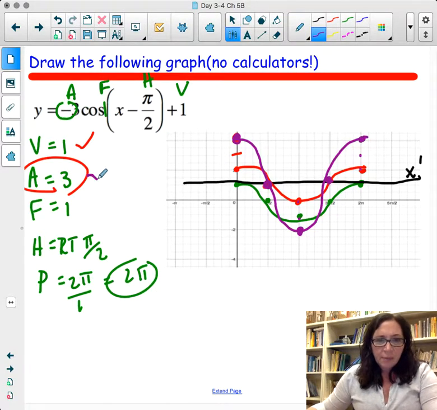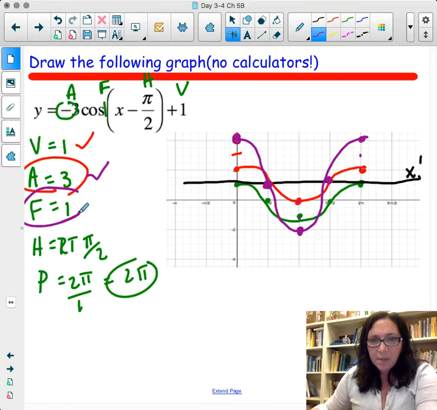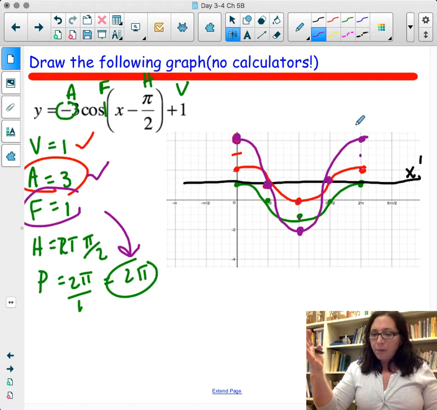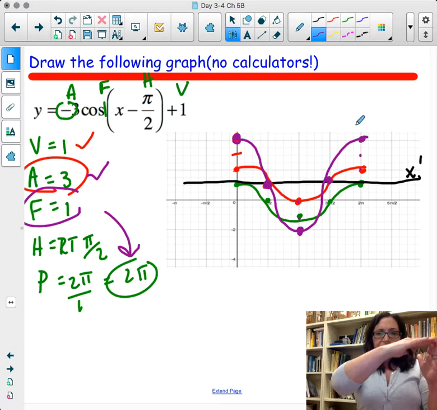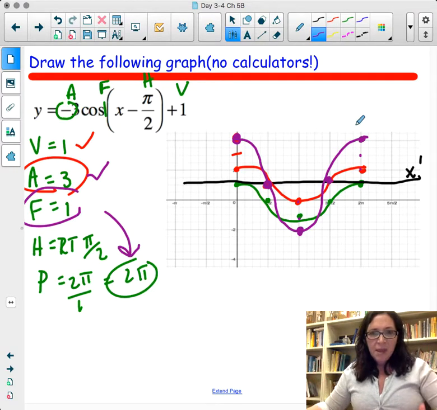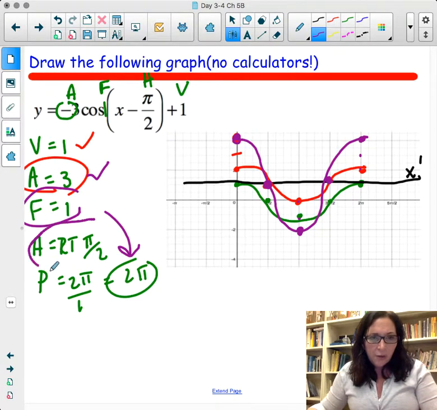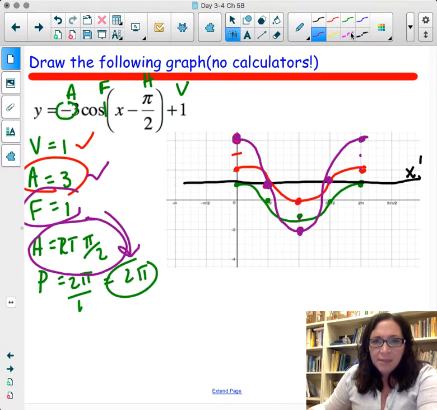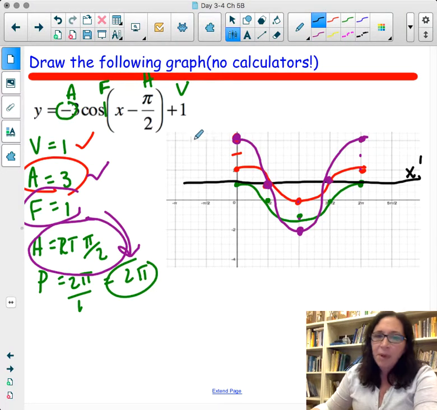Okay, check. Amplitude, done. Now remember, we don't graph our frequency, but we do graph the period, which is 2 pi. So if you notice, the time it takes for me to start my graph, go down, finish my graph, it's a 2 pi period. Now the last part is that I do have a horizontal shift right pi over 2. So what that means is when it's all said and done, everything is shifted to the right pi over 2.